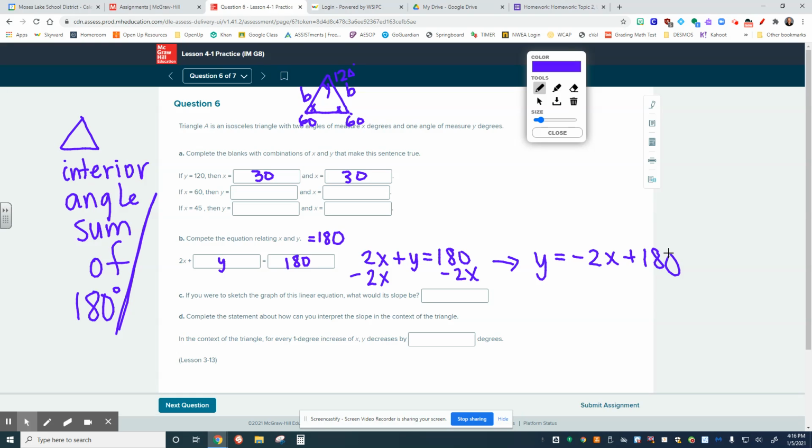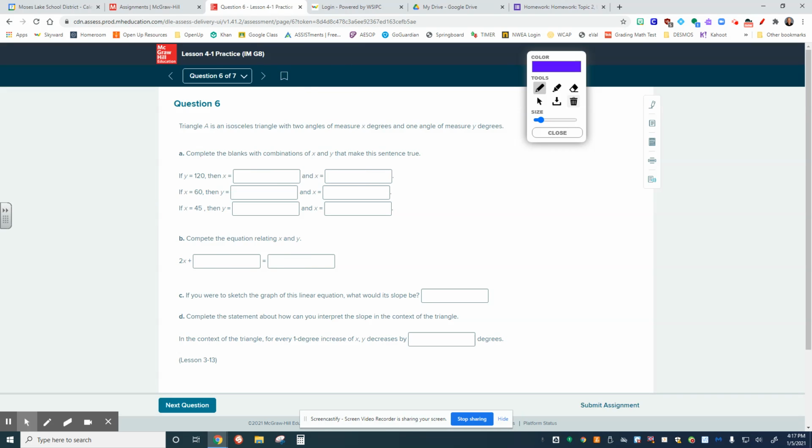And in the next sentence, it says in the context of the triangle, for every 1 degree of increase in x, y decreases by how many degrees? See if you can get that out of there. I think that it'll work. Think about what the slope is, right? They're saying that in the context of the triangle, for every 1 degree of increase in x, y decreases by what number has to go right here to make this fraction the slope. Okay?